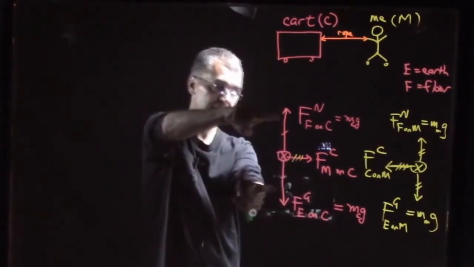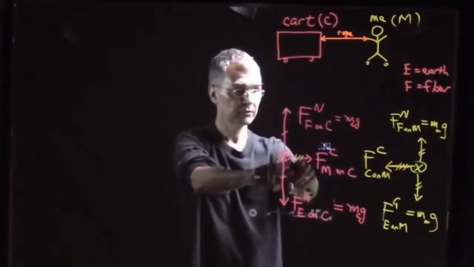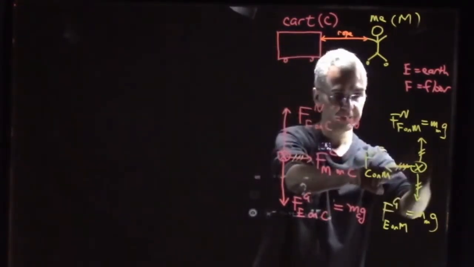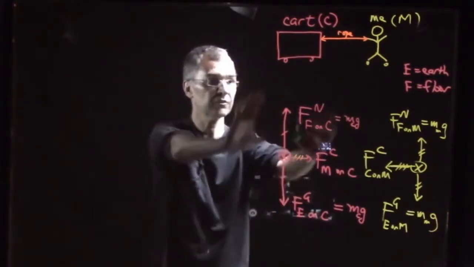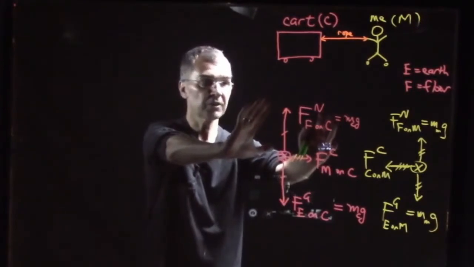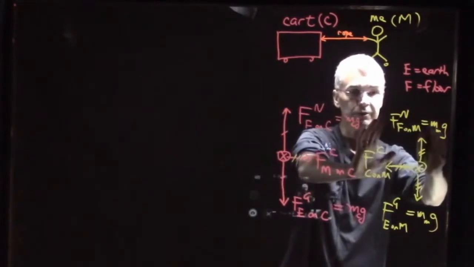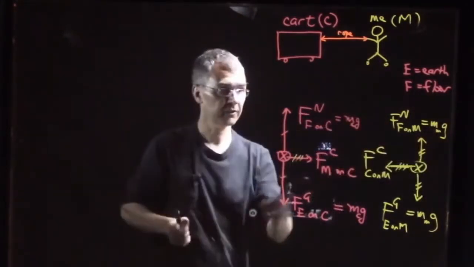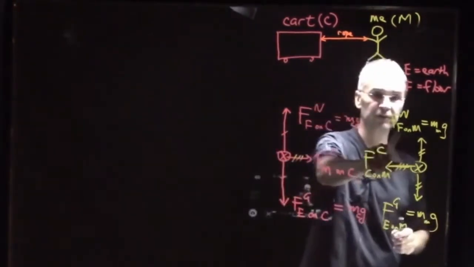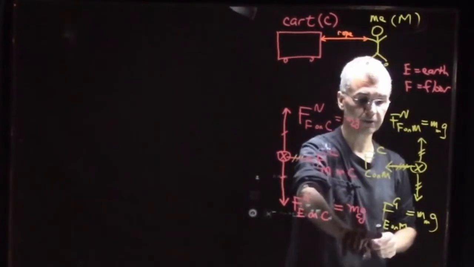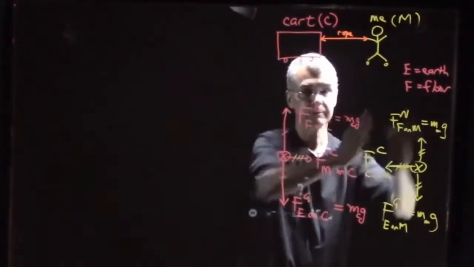You can see vertically that the cart doesn't accelerate vertically. You can see vertically that I don't accelerate vertically. But if you look at the horizontal forces, I'm going to accelerate that way, and the cart is going to accelerate that way. Also notice, this is the free body diagram for the cart. In the free body diagram for the cart, you only include forces acting on the cart. In the free body diagram for me, you only include forces acting on me. So notice this is floor on the cart, me on the cart, earth on the cart. This is the floor on me, the cart on me, earth on me. So everything in the cart's diagram is on the cart. Everything in my diagram is on me.